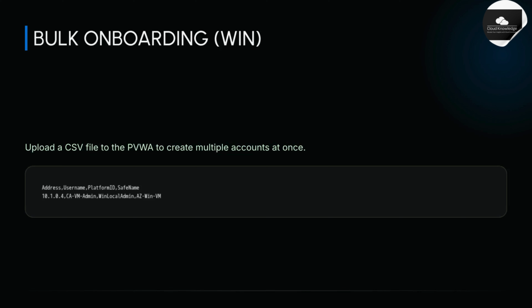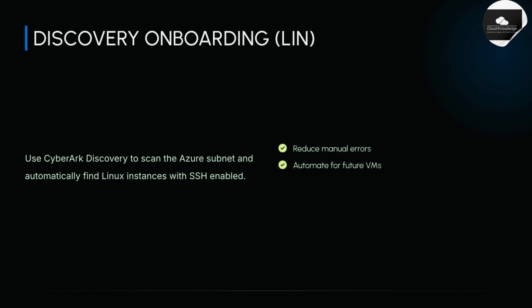For bulk onboarding of Windows accounts, we can upload a CSV file to the PVWA to create multiple accounts simultaneously. Linux onboarding uses CyberArk Discovery to scan the Azure subnet and automatically find instances with SSH enabled, reducing manual errors and automating the process for future VMs.